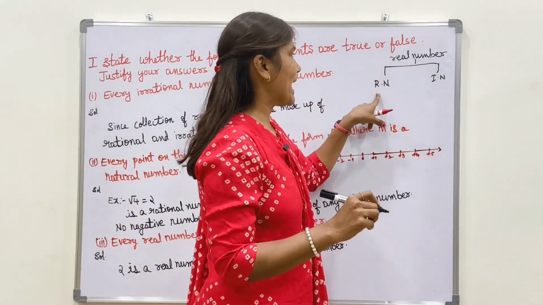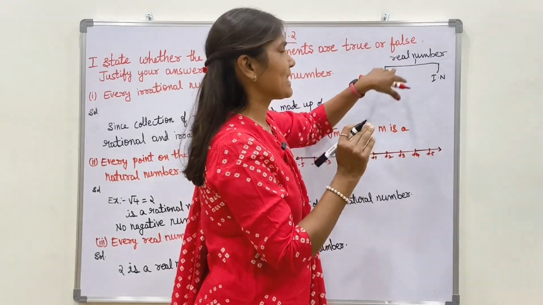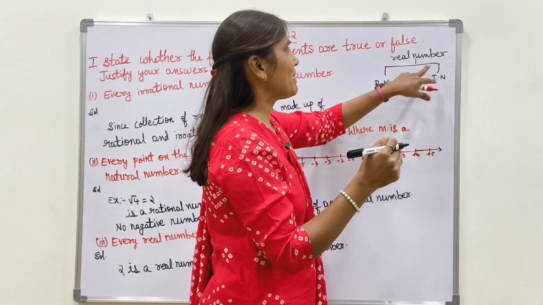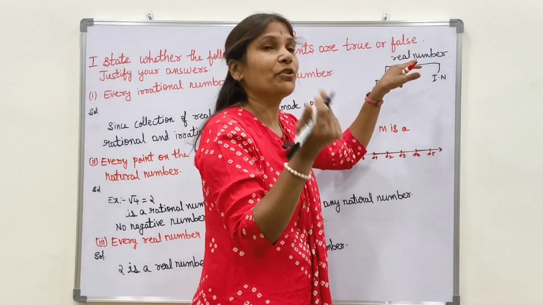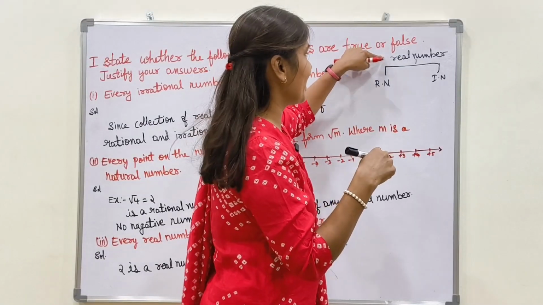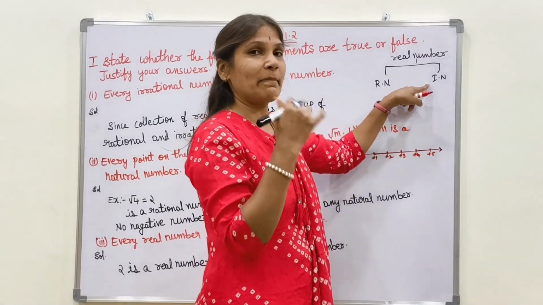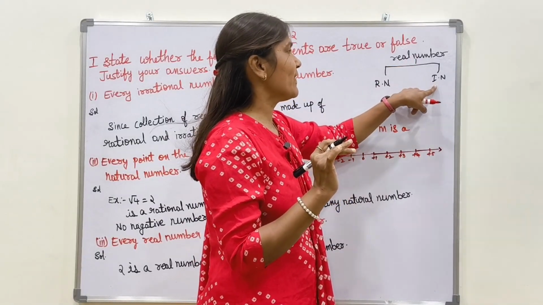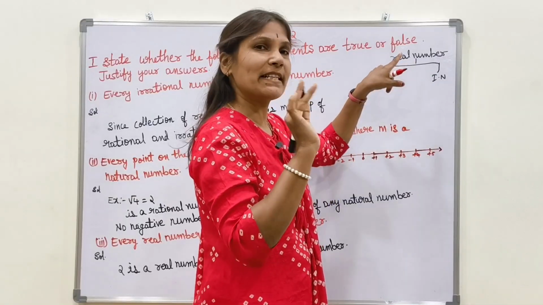See, these two, rational and irrational together, are real. So in real numbers, rational numbers are there and irrational numbers are also there. Every irrational number is a real number? True. Every rational number is a real number? True. But the reverse: every real number is a rational number? False. Every real number is an irrational number? False. So every irrational number is a real number means it is true.